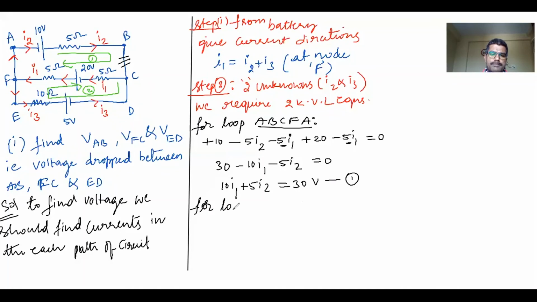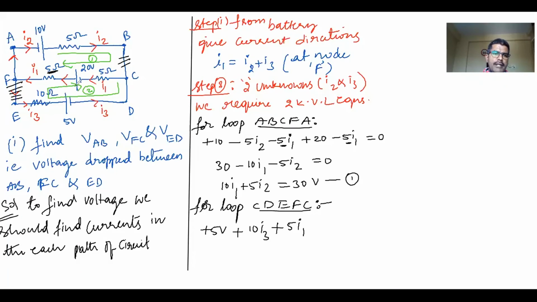Now take another loop. For loop, start from C. C, D, E, F, C. From C you start. C to D there is no component. D to E you are going across a battery. It is plus 5 volt. And you are going opposite to the current direction, so it is plus. Resistor is 10, current is I3. Next from E to F there is no component. From F to C you are going through this 5 ohm resistor, so it is opposite to the current direction. So it is plus 5 I1.